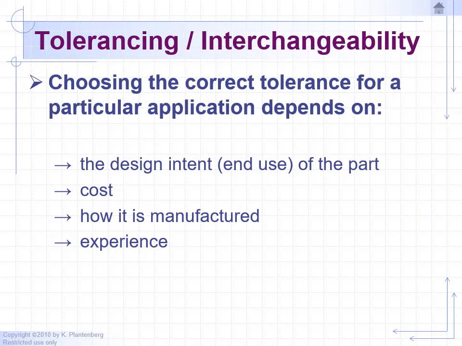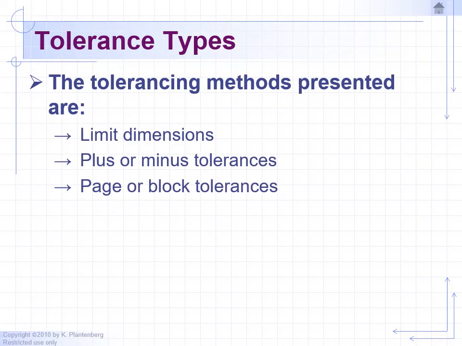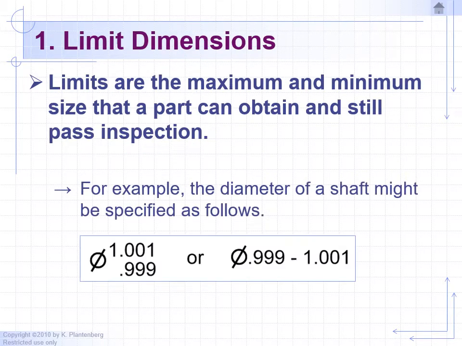Next slide. The tolerancing methods presented on a drawing are the following: limit dimensions, plus or minus tolerances, or page or block tolerances. Let's take a look at each one. Limits are the maximum and minimum size that a part can obtain and still pass inspection. So for example, the diameter of a shaft might be specified as follows.